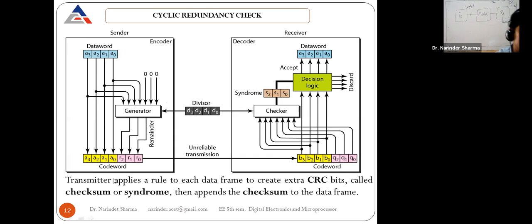So the transmitter applies a rule to each data frame to create extra CRC bits. These bits are also known as checksum or syndrome. Because we can see that 4-bit data is there, and 3 bits are being generated with it. These are said to be checksum or syndrome. It appends the checksum to the data frame, so the data frame would be 7-bit instead of 4-bit.